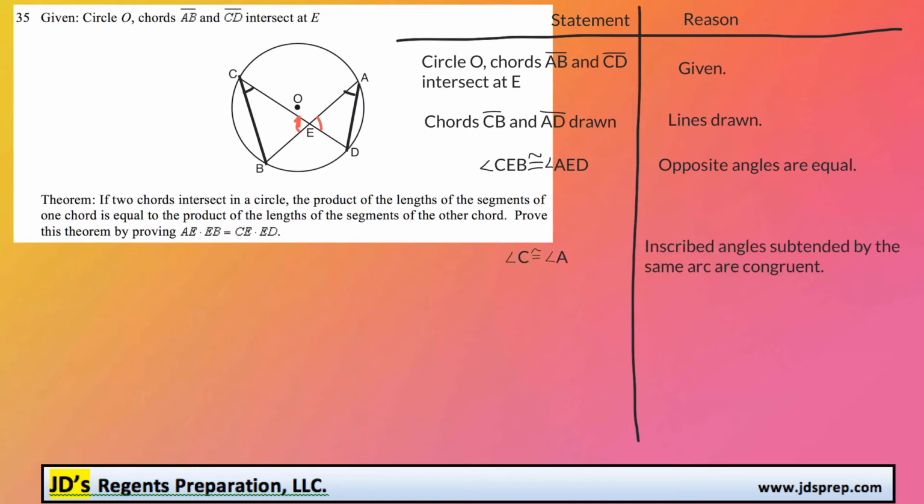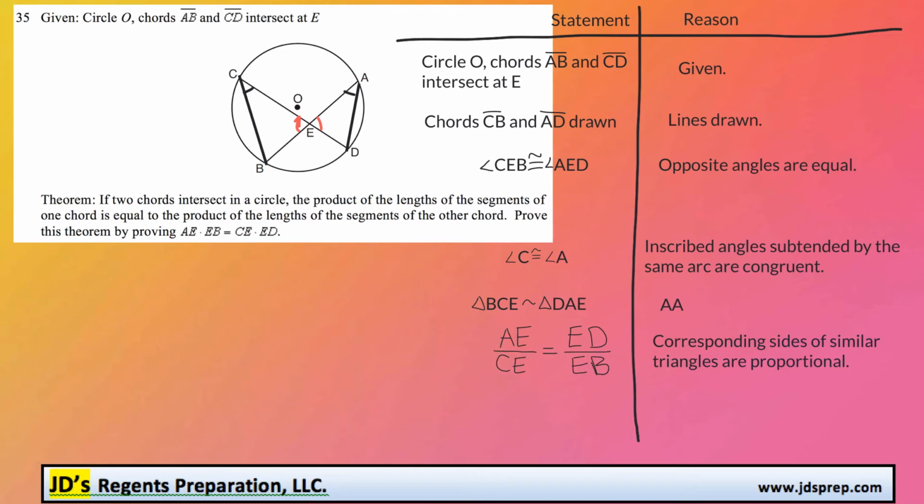Alright, so now at this point we can conclude that the two triangles are similar, knowing the angle-angle theorem. Okay, so now that we're dealing with two similar triangles, we can create two equivalent ratios because we know that the corresponding sides of two similar triangles are going to be proportional. So you can see the statement I made, the relationship of AE over CE is going to be equal to ED over EB. And again, that reasoning is because the corresponding sides of similar triangles will always be proportional.